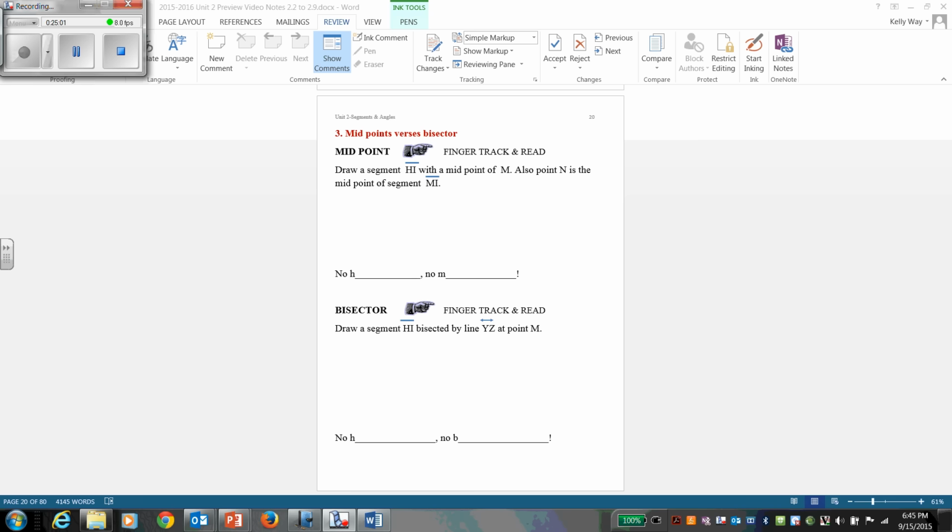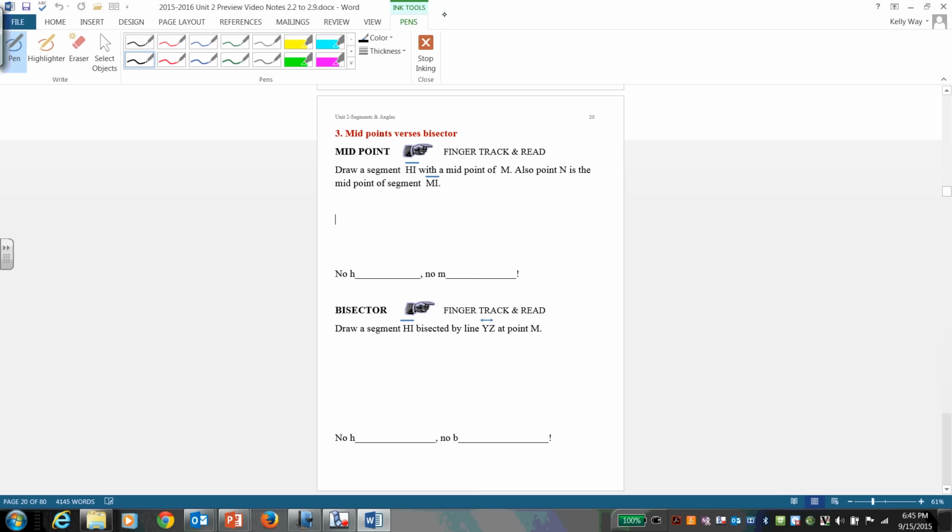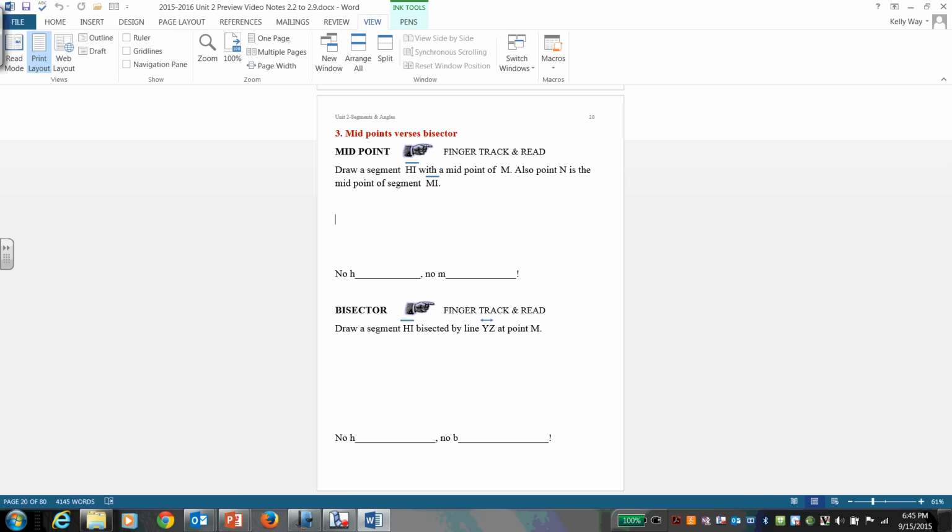All righty, here's the next page. It didn't show up on that, so I had to bring it up here. Next page, we're going to talk about a midpoint versus a bisector.